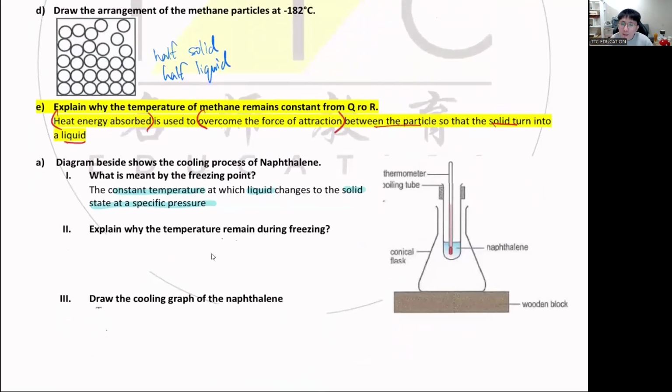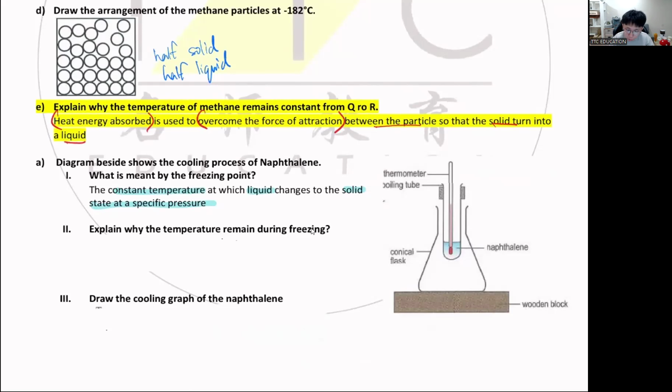Okay, explain why the temperature remains constant during freezing. This is the opposite of heating. Why does the heating curve go up? Then we say the energy absorbed is to overcome the force of attraction. Now, why does the temperature remain constant during freezing? Same thing, cooling down also has a constant temperature, but the explanation will be different.